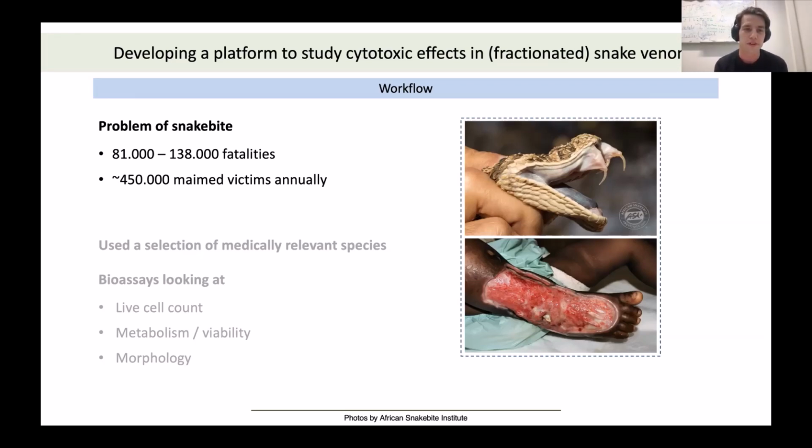And this is important because most of you will probably know about the problem of snake bite, causing a lot of fatalities, and also more than 450,000 victims with permanent disabilities. So people that lose their hands or their limbs, or they get blinded, or they get severe skin necrosis, as you can see in the pictures on the right. This is actually a Bitis arietans, if I'm not mistaken.